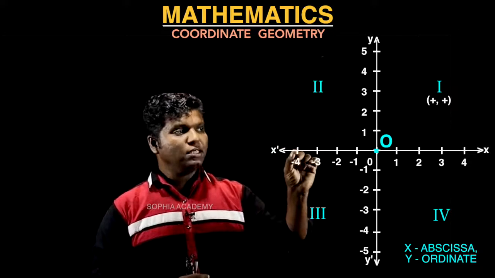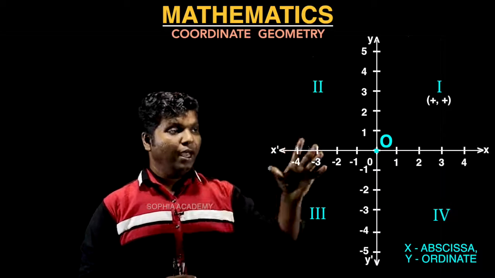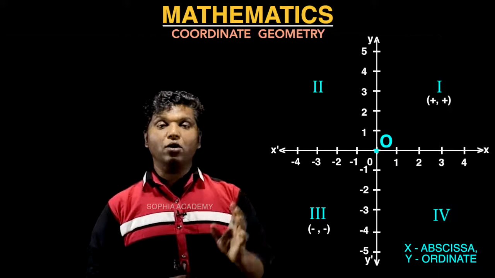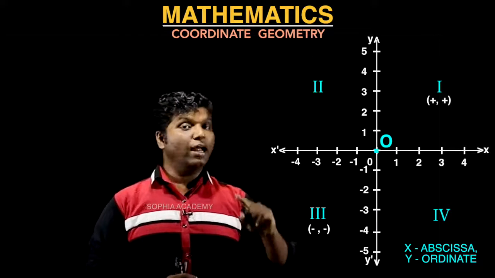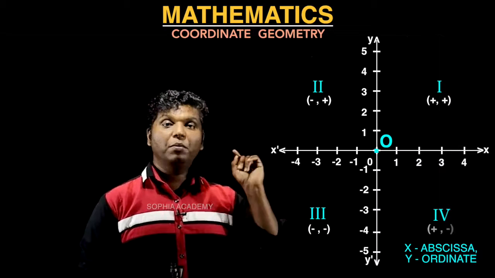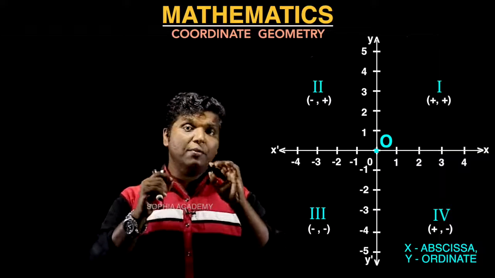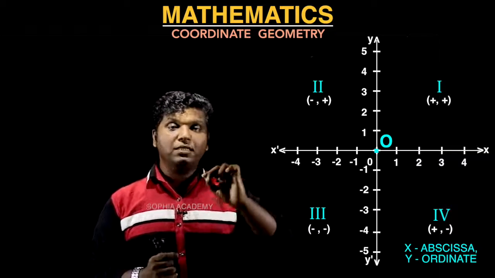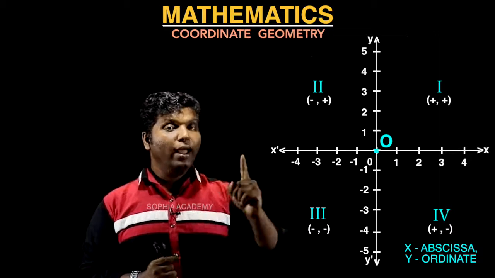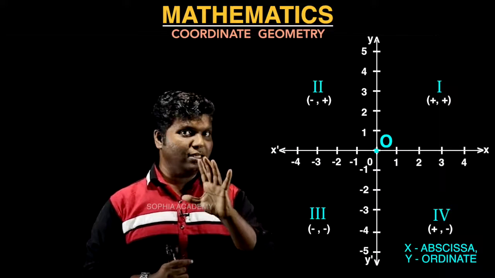So the abscissa and ordinate belonging to the first quadrant will always be positive, and if you are considering the third quadrant, both of them will be negative. Whereas in the second quadrant, the x-coordinate will be negative and the y-coordinate will be positive, and just opposite in the fourth quadrant, the x-coordinate will be positive and the y-coordinate will be negative. That means if you understand the signs of the abscissa and the ordinate of a given point, you can understand in which quadrant the point belongs. You can understand that.